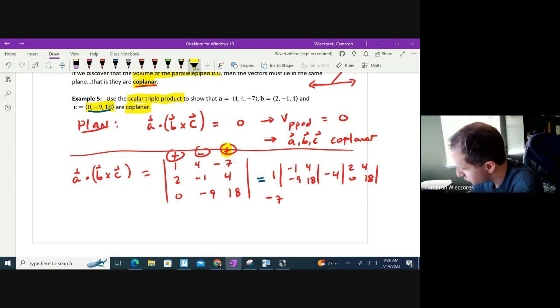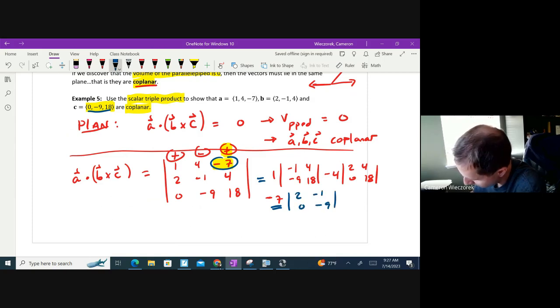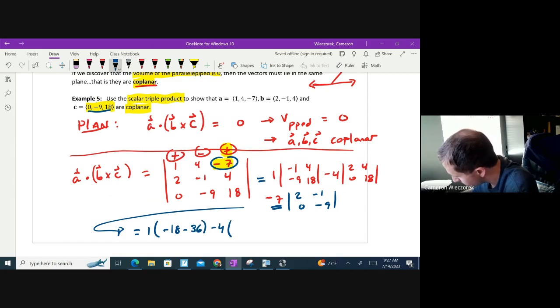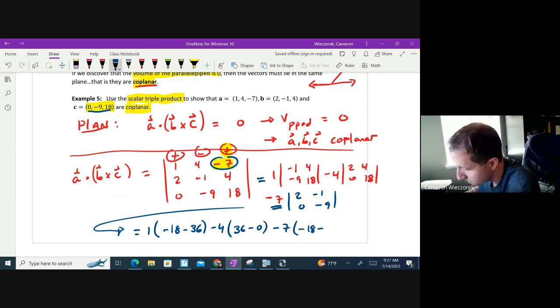Now, notice I say back to positive. That doesn't mean you make the digit positive. It just means you keep the sign of whatever entry that coefficient has. So it's still a negative coefficient because the original entry was negative. I don't have to flip the sign. Cross off first row, third column, 2, negative 1, 0, negative 9. Come over here. So we get 1 times negative 18 minus 36, minus 4 times 36 minus 0, minus 7 times negative 18 minus 0.